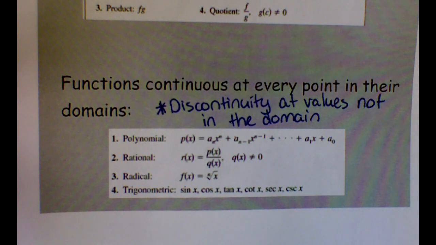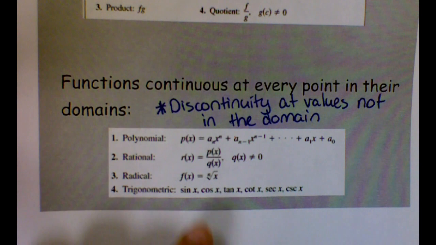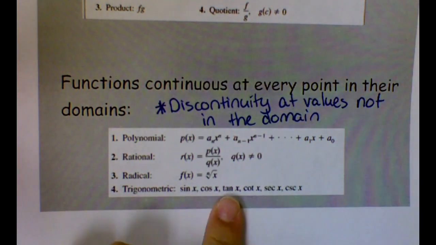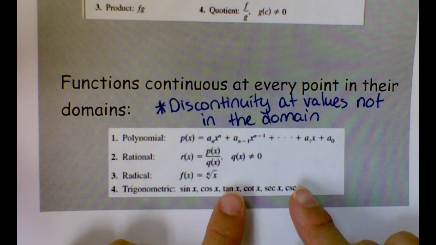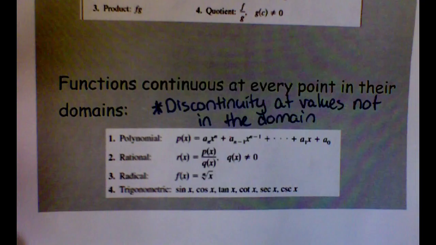Radical functions, an nth root, is always continuous on its domain. Remember, you have to be careful of the domain. If it's an even root, you need a positive value inside of the root. And trig functions are always continuous on their domains. Sine and cosine are everywhere continuous. Tangent, cotangent, secant, and cosecant all have asymptotes, but they are continuous everywhere except those asymptotes.